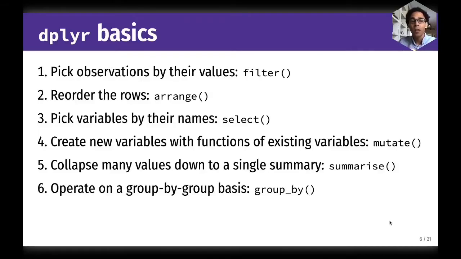And finally, number 4, you can create new variables with functions of existing variables. So you can use mutate for this. The other 2 set of functions that are generally used combined are the summarize function and the group by function. Both of these you use when you want to collapse many values down to a single summary and you want to operate on a group by group basis.